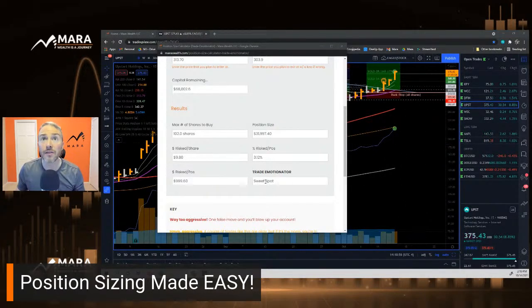Now, what's this thing here, the trade emotionator? And now it's telling you that you're in the sweet spot. So it's telling you a couple of things, and it's taking it from the perspective that this is a trade that you're going to be holding overnight.